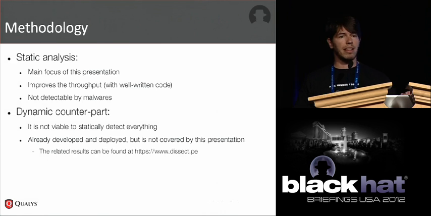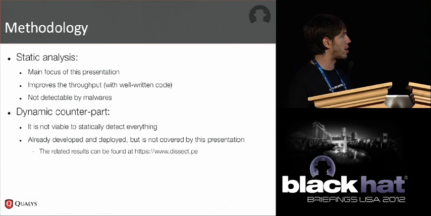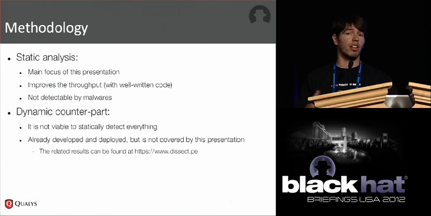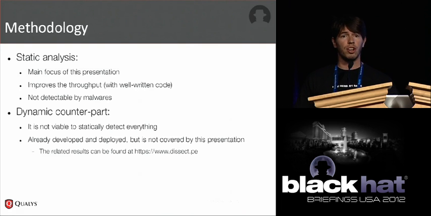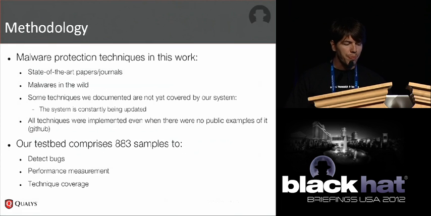We do have a dynamic counterpart. For this research, this dynamic counterpart is kind of important because there are some techniques that are not viable to detect statically. The results that we're presenting here at Black Hat do not include the dynamic counterpart of the research. But we're going to have it for more and more samples soon, and then we're going to release it as well. So everything is on the website, dissect.pe.